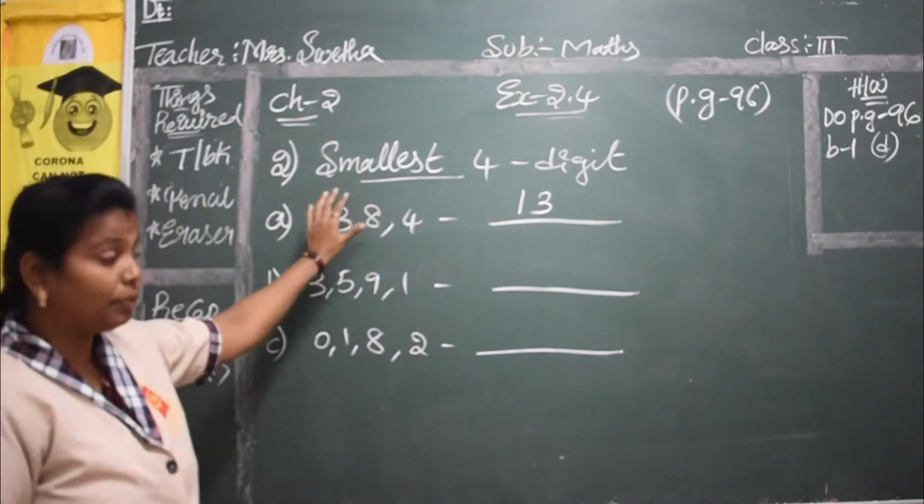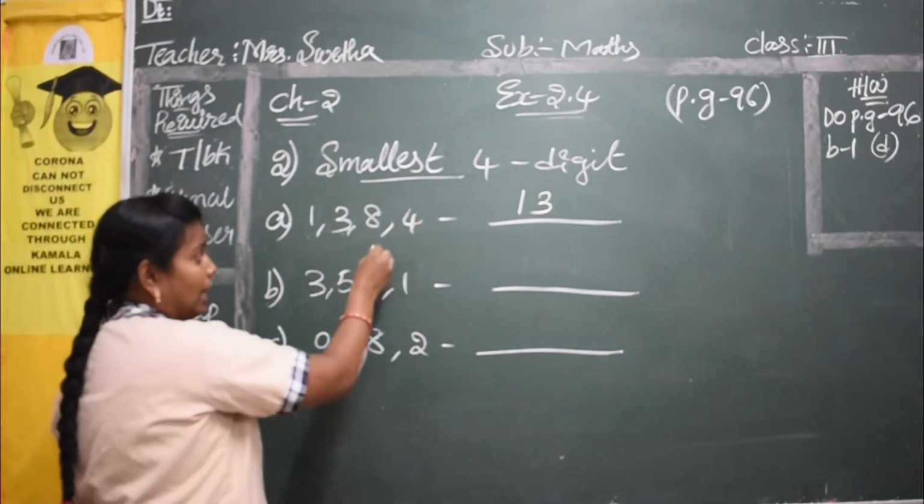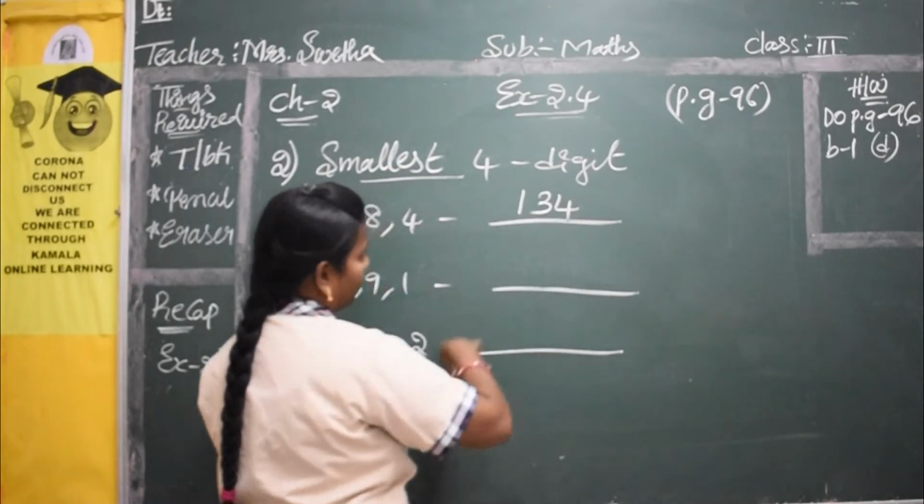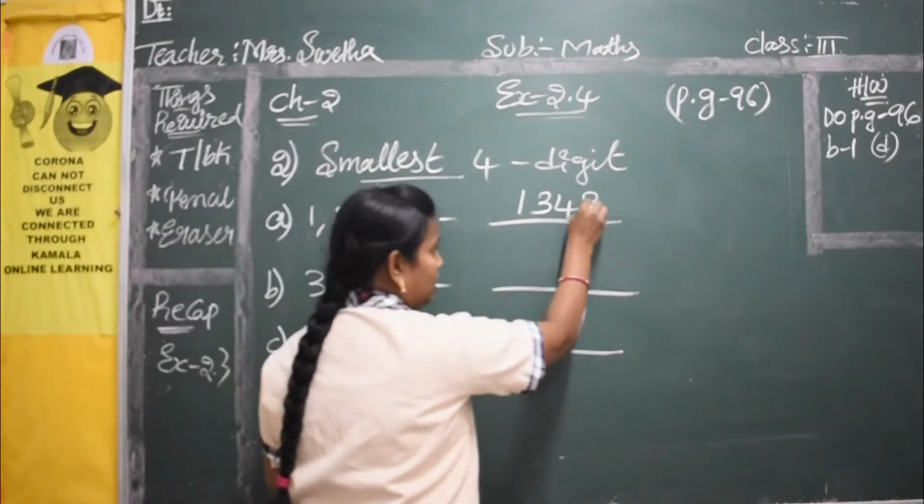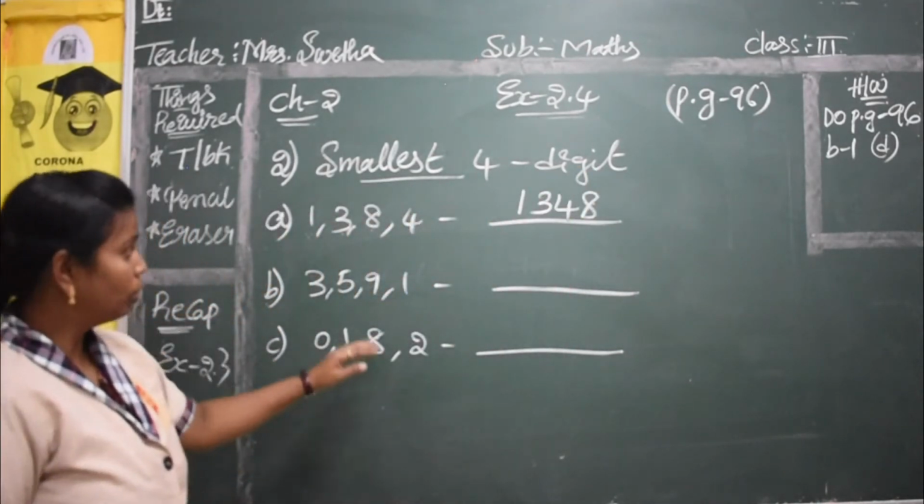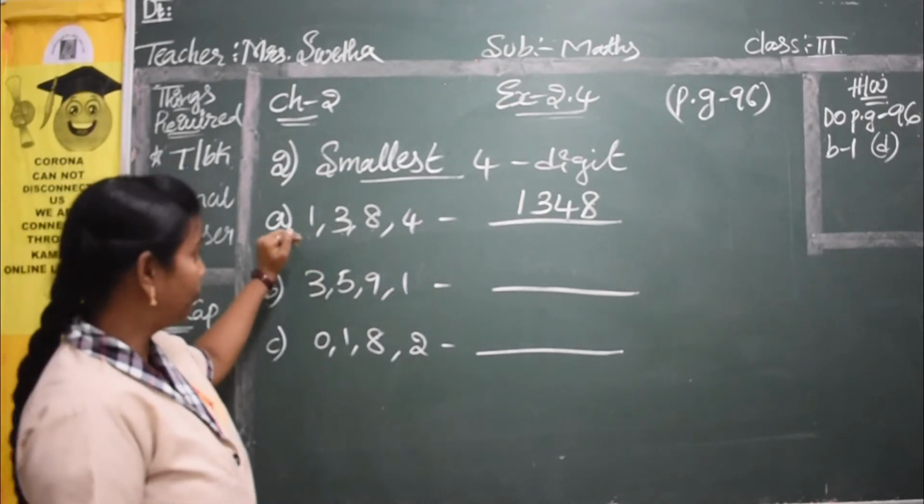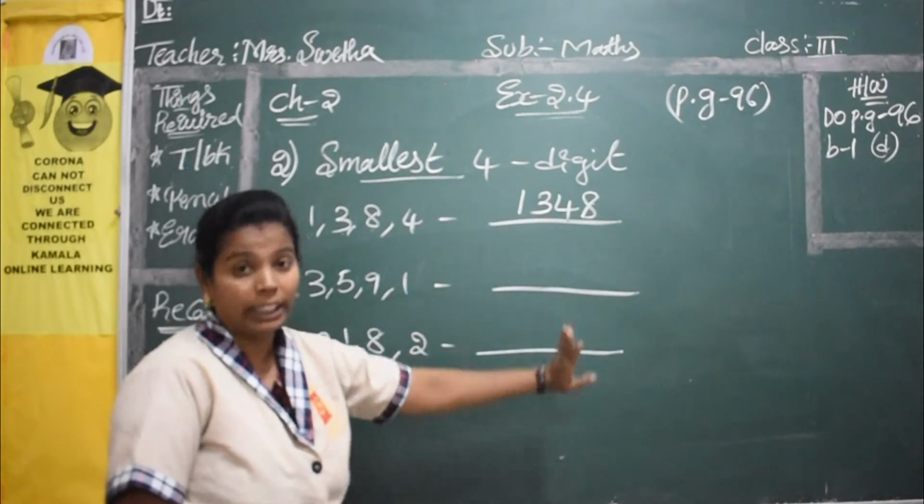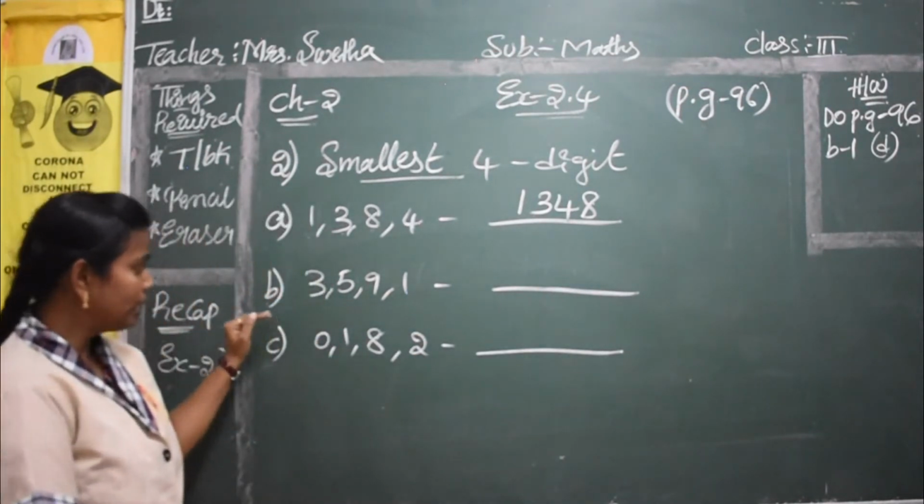Next, these 2 numbers are finished, then check the other 2 numbers. 8 4. Which is the smallest one? 4. Then the last number left is number 8. So the smallest number formed from 1 3 8 4 is 1348.